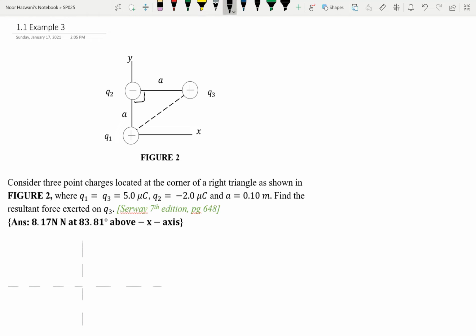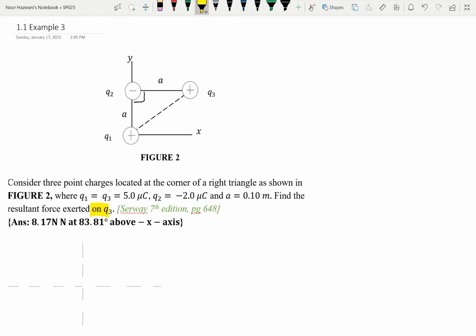As shown in figure 2, where Q1 and Q3 is 5 microcoulombs. Okay, dia bagi magnitude Q1 and Q3. And then Q2 is negative 2 microcoulombs. And A is equal to 0.1 meter. Find the resultant force exerted on Q3. So you have to take note. Sekarang soalan tanya resultant force exerted on Q3.